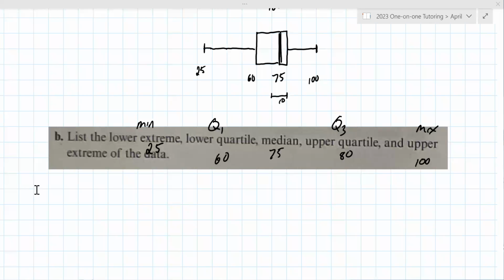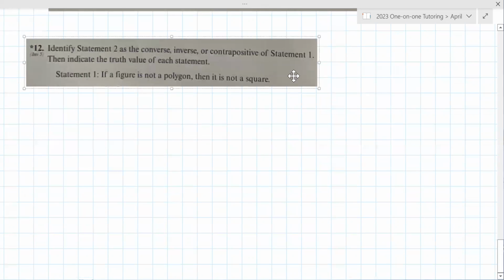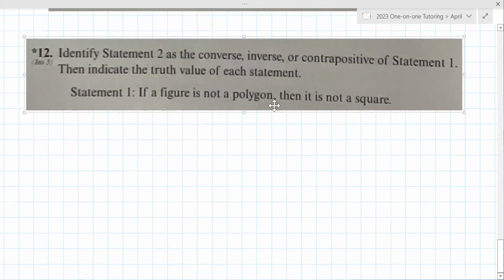Another one that's just sort of... these are all good questions. There's just a lot of going back and figuring these things out. So identify statement 2 as the converse, inverse, or contrapositive of statement 1, and give the truth value of each statement. So typically it's like this P then Q business.